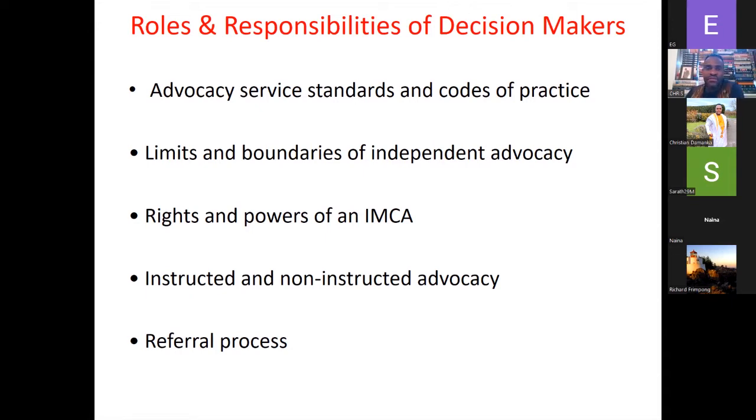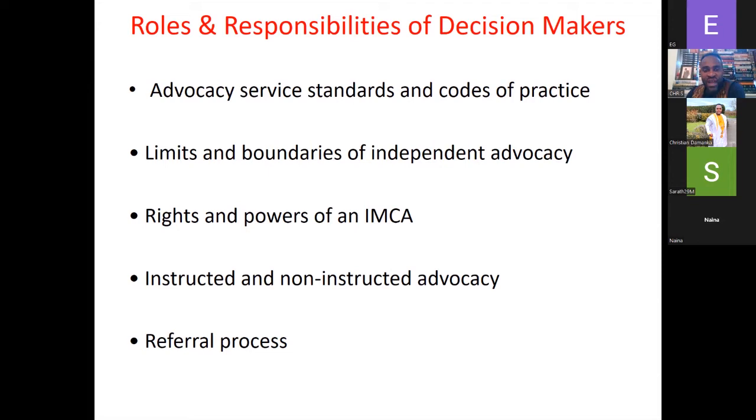It's very, very important. And that is where, when the independent mental capacity advocacy services are involved, we ensure that they also follow the limits and the boundaries that are set for them. It's important. Then the rights and the powers of the independent mental capacity advocacy services must also be employed to ensure that there is no arbitrary use of powers there.